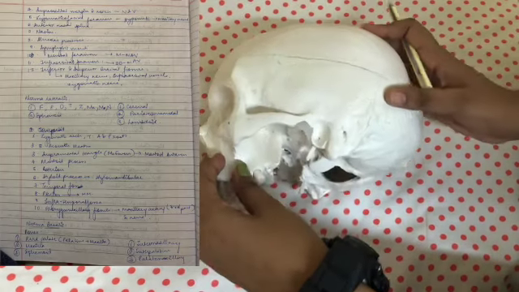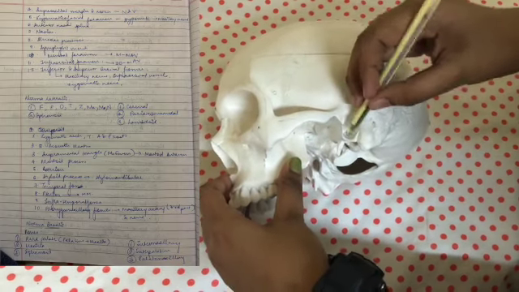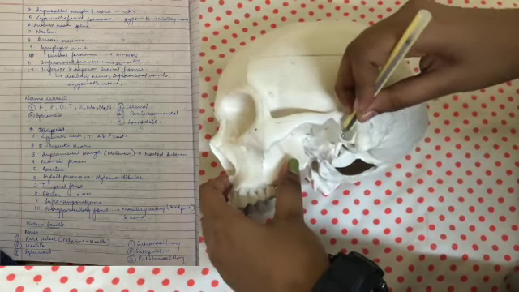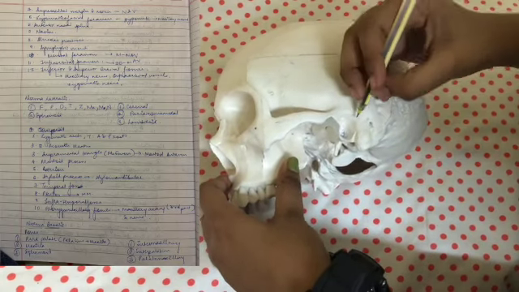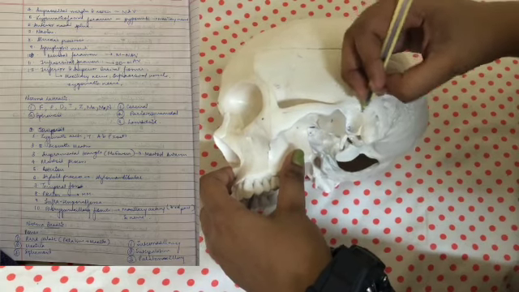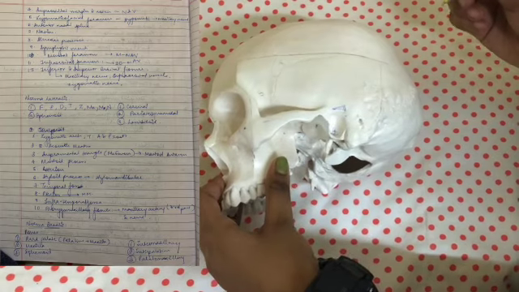And now let us talk about external acoustic meatus. This is basically the bony part of your auditory canal, that is ear. And then you have suprameatal triangle that you can see here. Below the suprameatal triangle, you can find mastoid antrum.